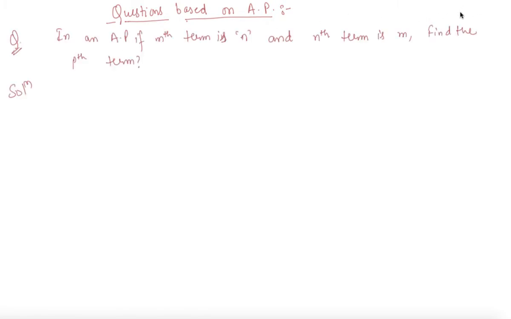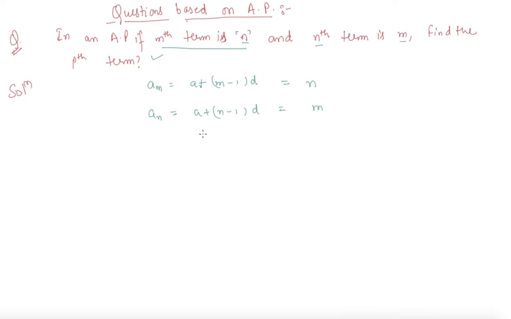So students, here is the question which states that in an AP, if the mth term is given as n and the nth term is given as m. So I will write the formula for am, the mth term, which will be a plus m minus 1 times d, and this is given to us as n. And for the nth term, a plus n minus 1 times d, which is given to us as m. So we need to find the pth term.